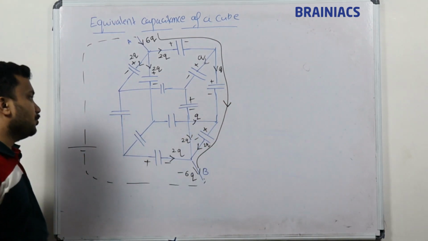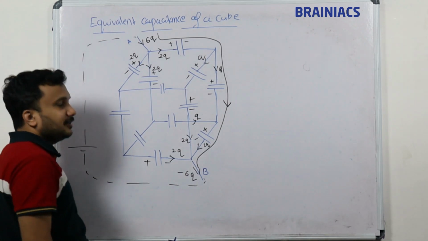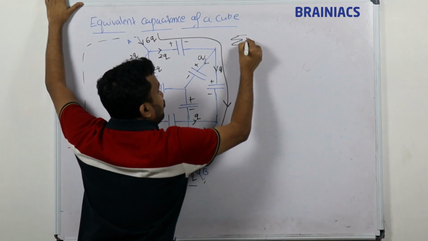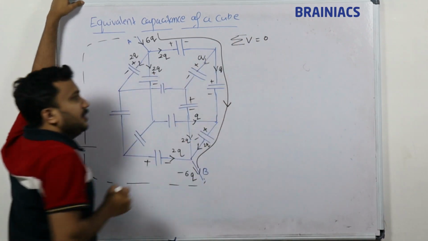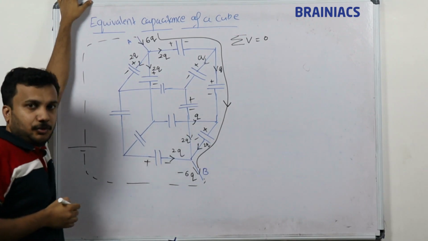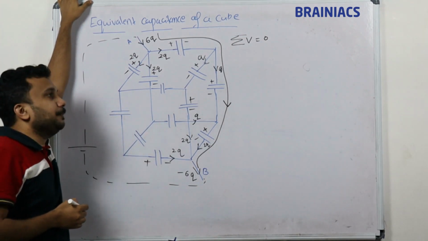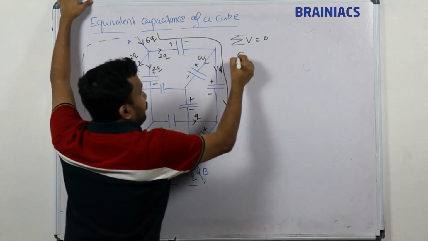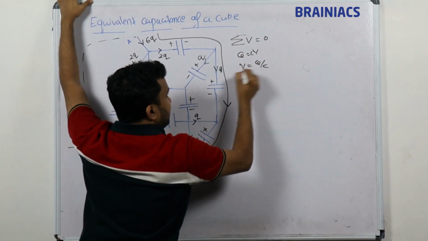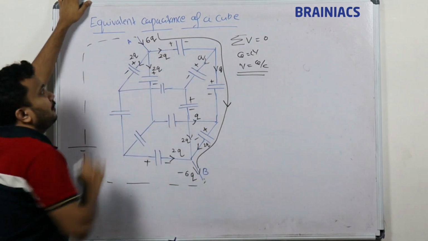So I got 2Q here, Q here, and 2Q there on the right side. What I am going to do is apply Kirchhoff's voltage law. The summation of the voltage equals 0. That is called KVL, Kirchhoff's voltage law, right? Total voltage in a loop equals 0. So what is voltage? We know Q equals CV, so voltage equals Q by C. This is a general equation. Now we'll apply it for each of these.